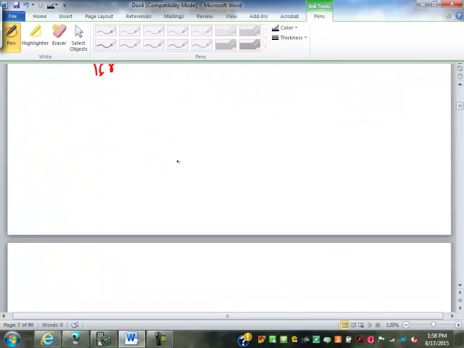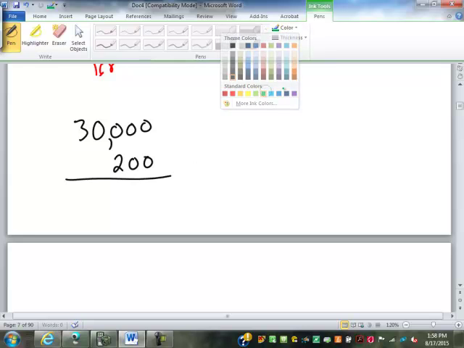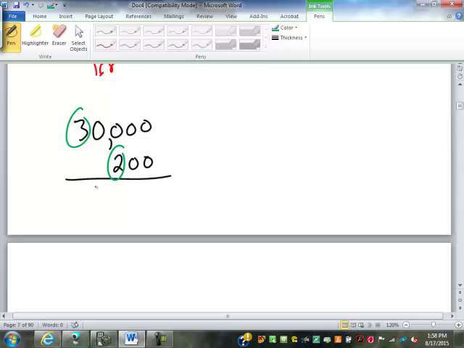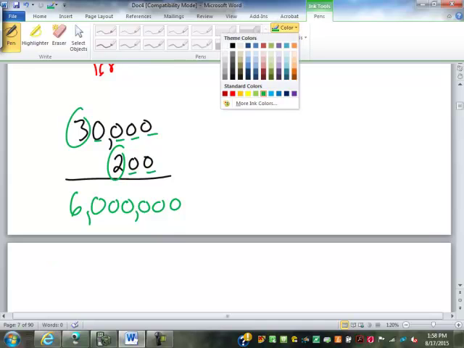So anyway, let's talk a little bit about estimating with that division. When we were multiplying, we had like 30,000 times 200. 3 times 2 is 6. How many zeros? 1, 2, 3, 4, 5, 6, right? Not so bad.